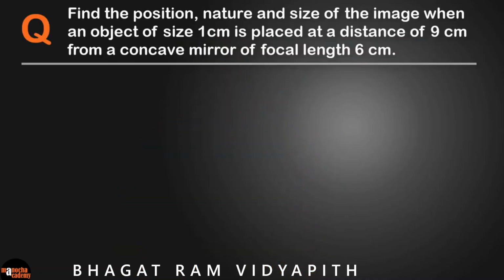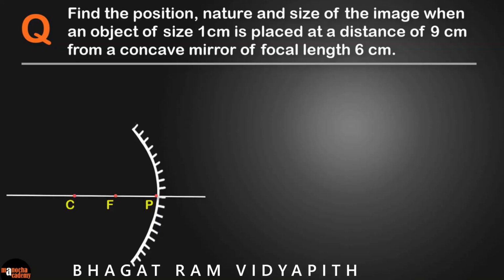Now let's take a look at some examples of how to apply the sign convention and formulae for mirrors. Let's start with our first example. Find the position, nature and size of the image when an object of size 1 centimeter is placed at a distance of 9 centimeters from a concave mirror of focal length 6 centimeters. First, you should draw a rough diagram of a concave mirror and an object placed in front of the mirror. Next, draw the x and y axis for the sign convention.